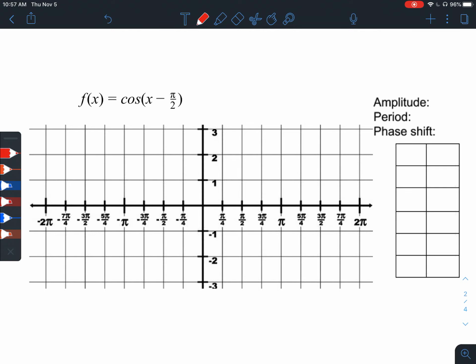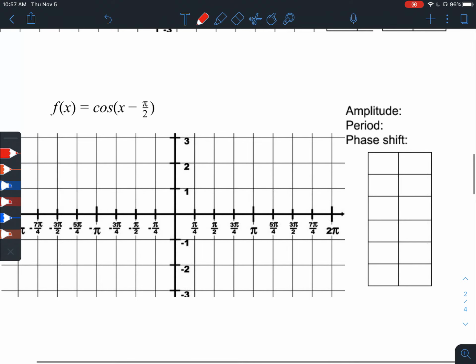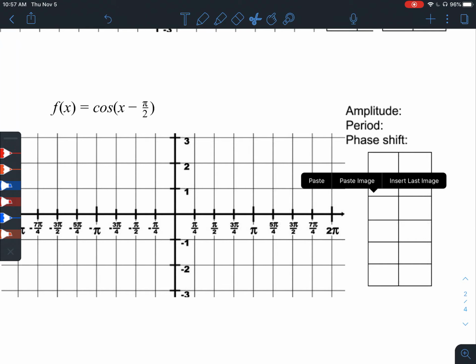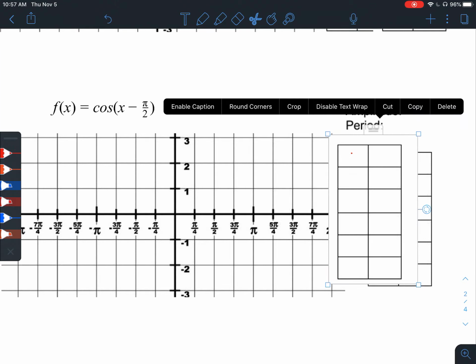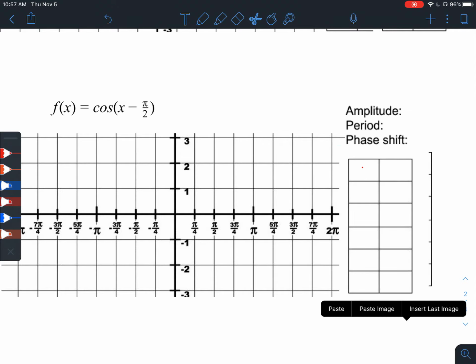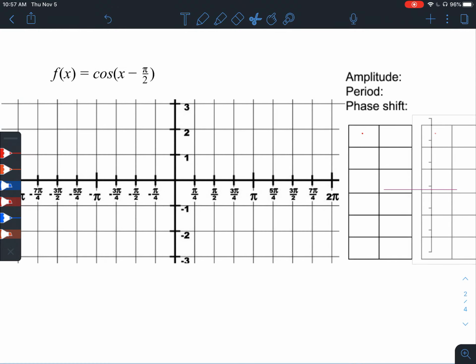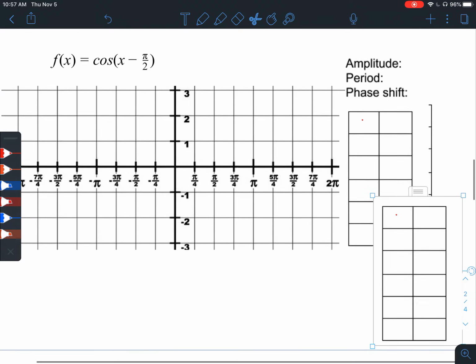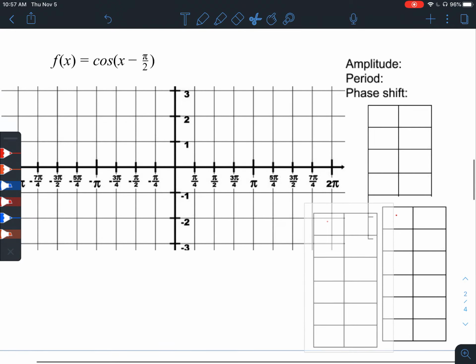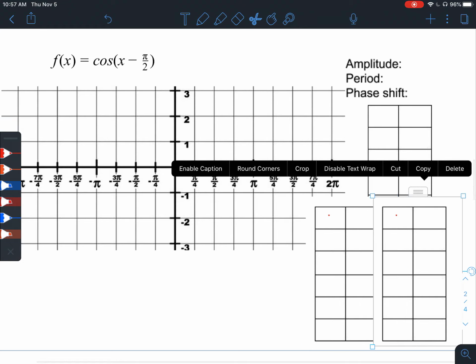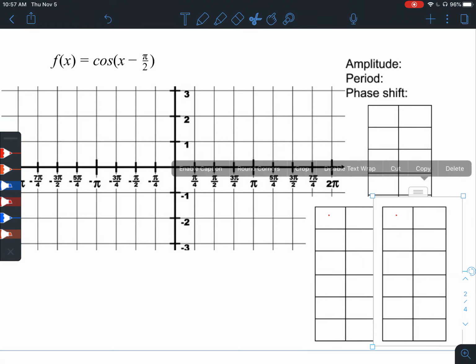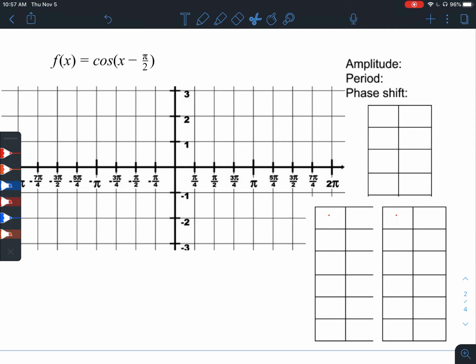Okay, so this next one here, let's go ahead and create our table. Oh, I wish this would work. You know what? I'm going to put them down here. That'll help. Okay, whatever. That's fine. This is our table down here.